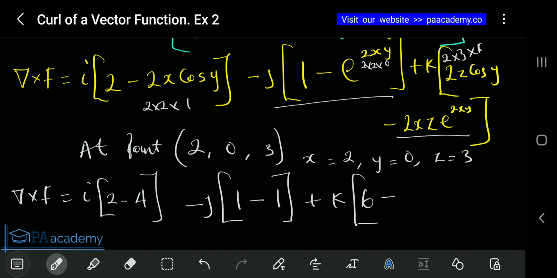Then minus, let's come over here. We have 2xz exponential 2xy. Let's take it one after the other. That's 2 times our x, which is 2, times z, which is 3. Then times exponential 2xy, that's 2 times our x, which is 2, times our y, which is 0. So we have exponential 0. Again, the value of exponential 0, like we did earlier, was 1. So all the exponential here is just 1. So that will be 2 times 2, 4, 4 times 3, 12. Then minus 12.